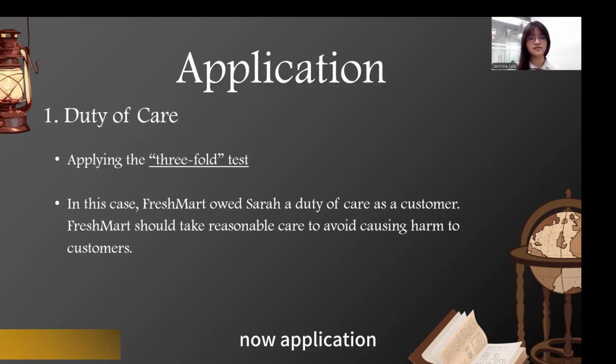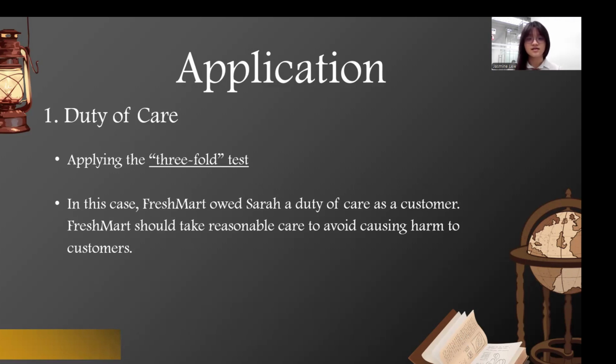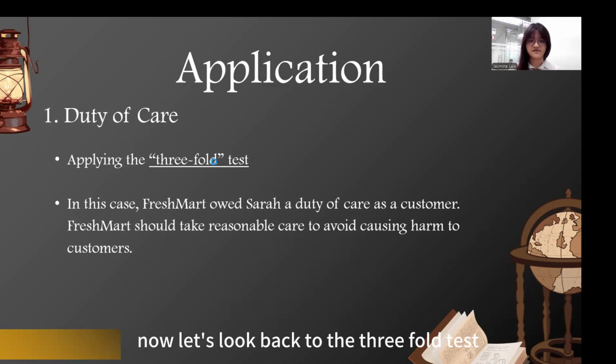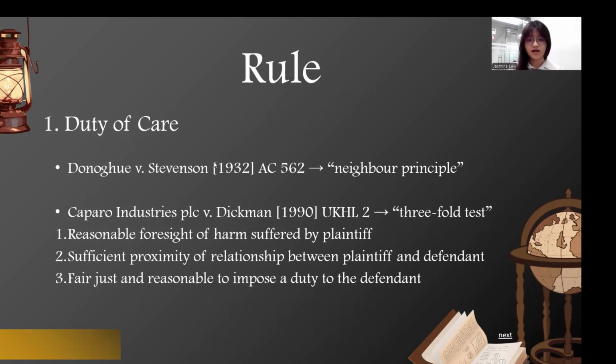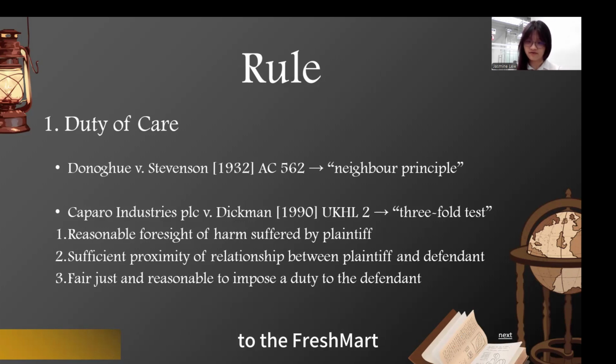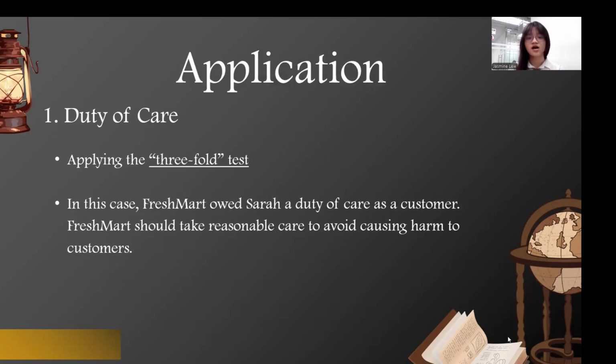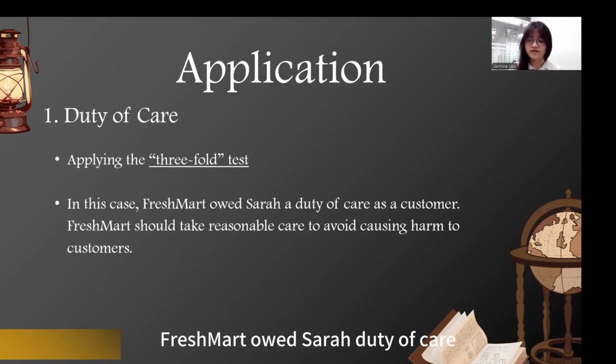Now, application. First of all, the threefold test can be applied. Now let's look back to the threefold test. There was a reasonable foresight of harm suffered by Sarah. There was also a sufficient proximity of relationship between Sarah and Freshmart. Lastly, it is fair, just, and reasonable to impose a duty on Freshmart. So since all the elements were fulfilled, Freshmart owed Sarah a duty of care.